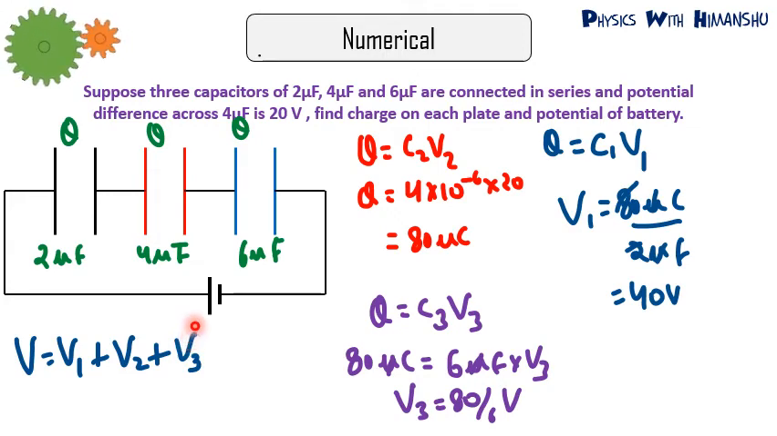So these are two numericals which cover almost everything, like how you have to calculate charge, how you have to calculate potential, how you have to calculate potential of battery, when potential of single capacitor is given.